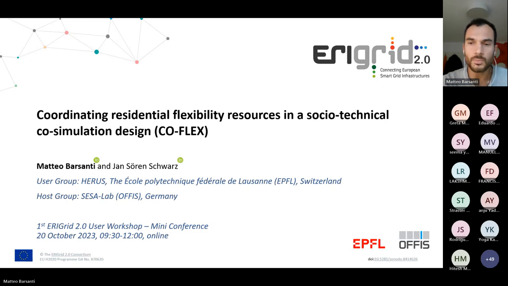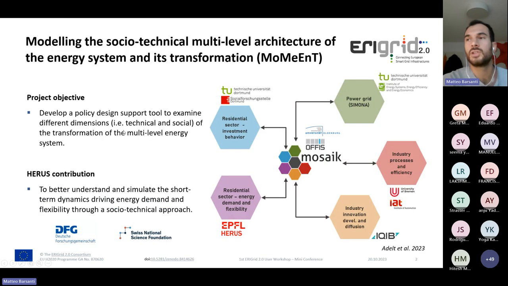For the first 3 years of my PhD, I had the opportunity to work within the MOMENT project, which stands for Modeling the Sociotechnical Multilevel Architecture of the Energy System and its Transformation. Within this project, we focused on developing a tool that can support policy design, looking at different dimensions of the transformation of the energy system, both technical and social.